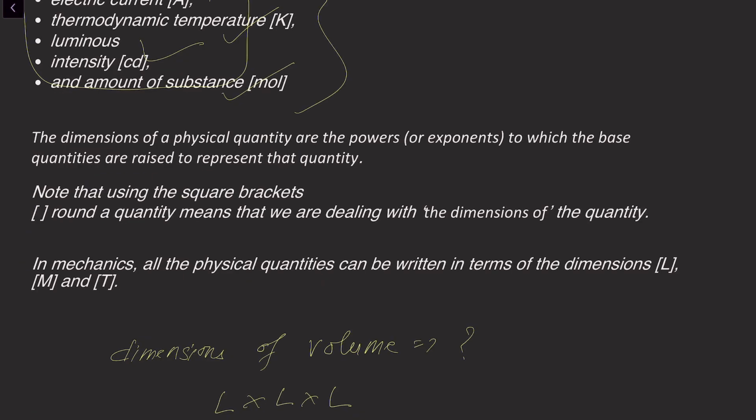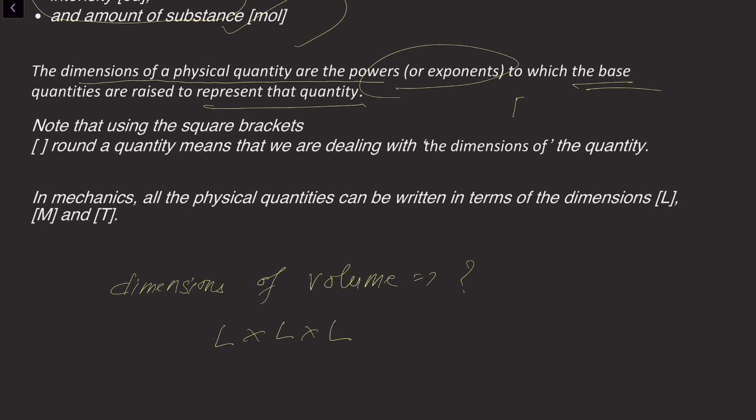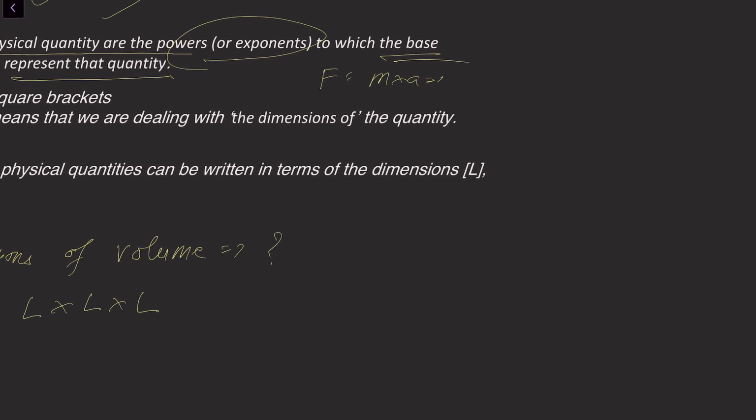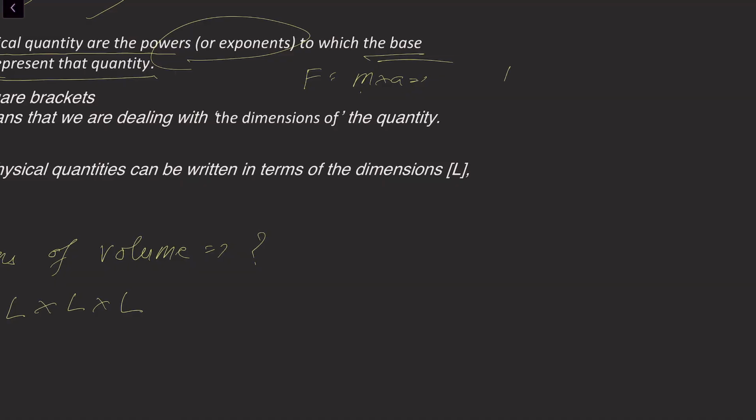What are dimensions of physical quantities? The dimensions of physical quantities are powers or exponents to which the base quantities are raised to represent that quantity. If we talk about force equals mass into acceleration, how is acceleration represented? Meters per second square. And what is mass? It will be M. So this is how we can write M into A, which is meters per second square. So L T to the power minus 2, meters per second square, right? And this is mass, right?